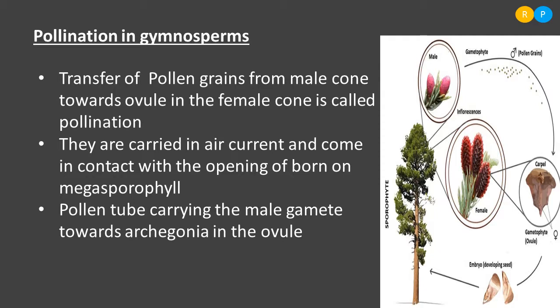So it is not very easy to carry the male gamete towards the female gamete. So the pollen grain forms a tube-like structure that is known as the pollen tube. It carries the male gamete towards the archegonia in the ovule.